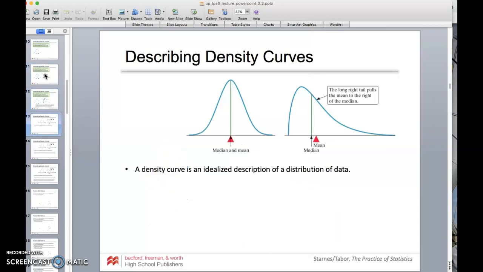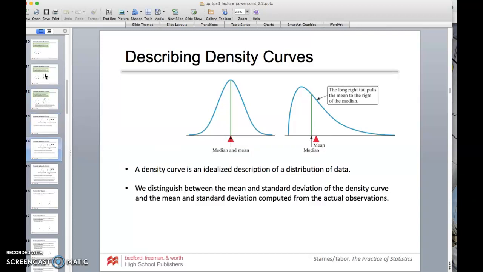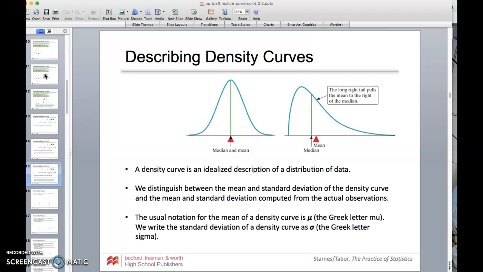All right, now a density curve is an idealized description of data, okay? So we're going to distinguish between the mean and standard deviation of the density curve, and the mean and standard deviation computed from actual observations. And the usual notation, now for the mean, we talked about this before, a lot of times it's x with a bar over it, but what we're going to use here is the Greek letter mu. And then the standard deviation is going to be the lowercase Greek letter sigma. That's what we'll use for mean and standard deviation with these curves.